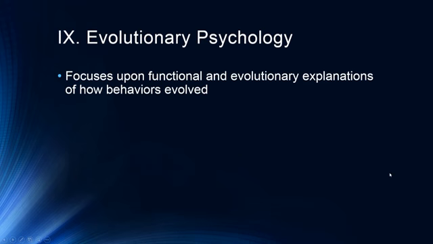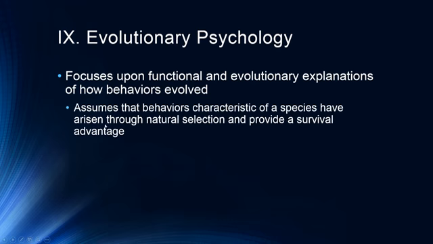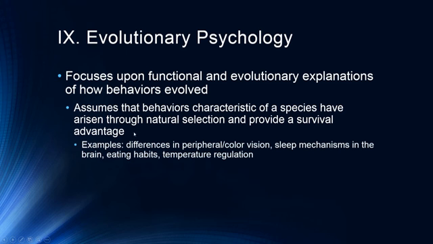Evolutionary psychology then focuses upon functional and evolutionary explanations of natural selection. This assumes that behavioral characteristics of a species have arisen through natural selection and provide a survival advantage. So things like differences in peripheral color vision. Some species have very specific adaptations to their visual systems. Snakes have the ability to perceive ultraviolet light.